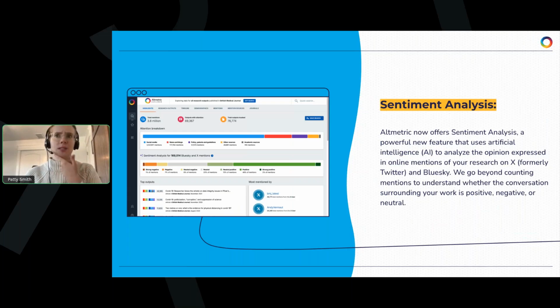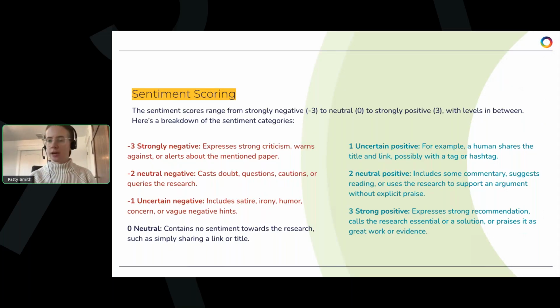But I also have a couple more slides just about this scoring. So it's a whole spectrum, right, from strong negative all the way up to strong positive. Strong negative, for example, expresses strong criticism, or warns against or alerts about the paper that has been mentioned. Strong positive expresses strong recommendation, calls the research essential or a solution, or praises it as great work or evidence. And then everything in between.